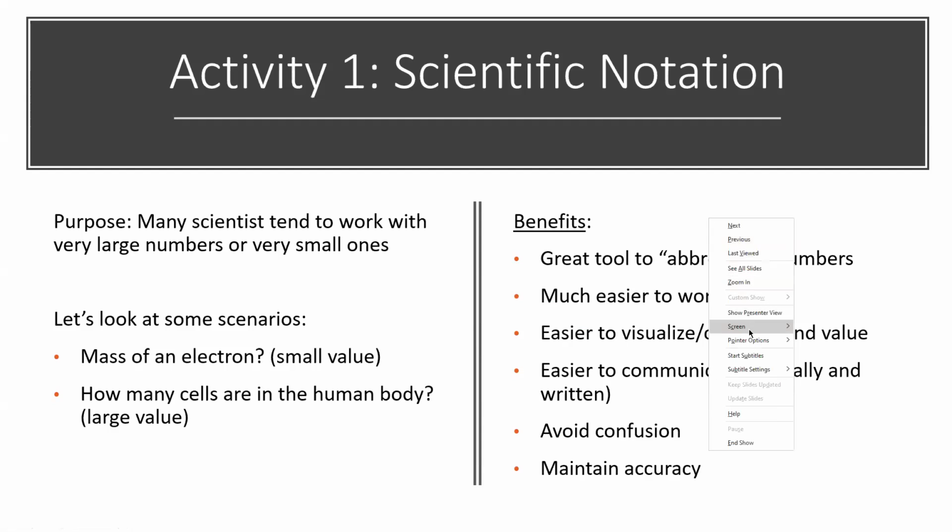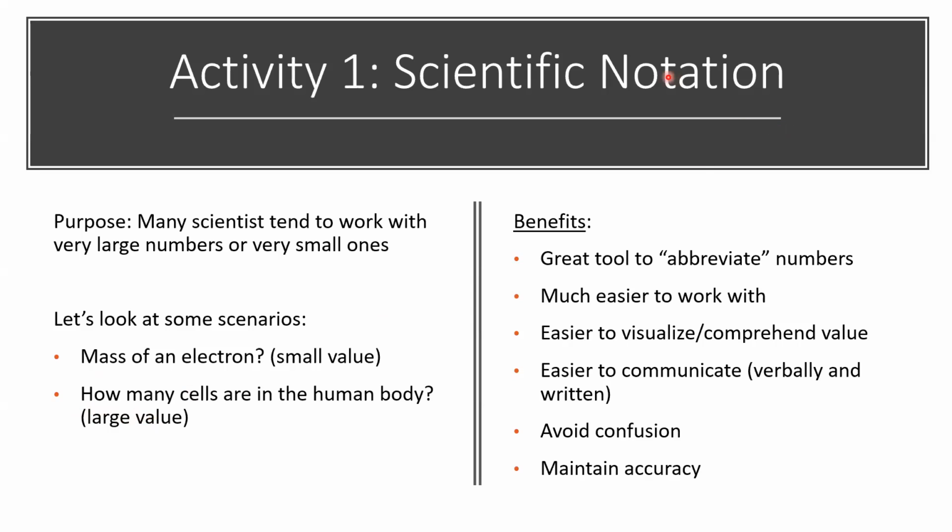So let me go ahead and put on a pointer laser. There we go. So in your first activity, you are going to be using scientific notation. The reason we use scientific notation is because many scientists tend to work with very large numbers or very small ones. I just listed 2 scenarios here. If you were talking about the mass of an electron, this would be an extremely small value. It's even so small that it's kind of hard to comprehend. For example, a large value would be how many cells are in the human body. As you can imagine, this is an extremely large value, also pretty hard to comprehend if we were to list every single 0 in this value.